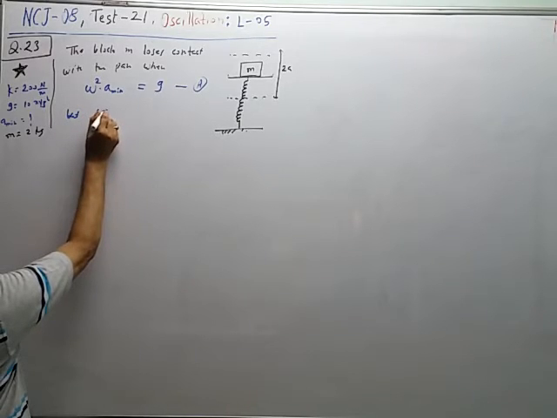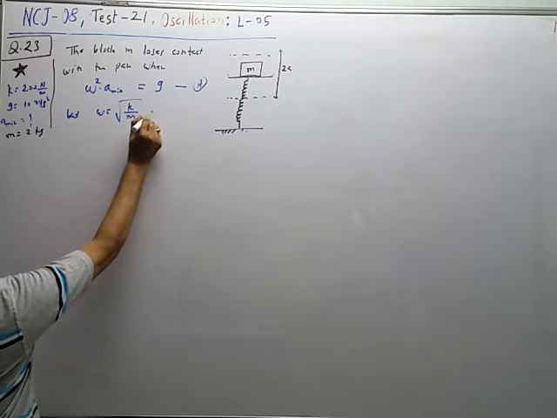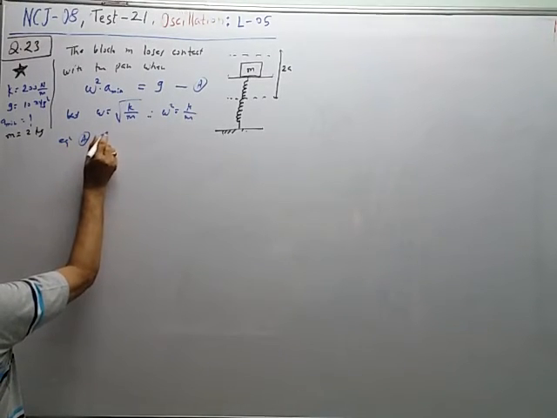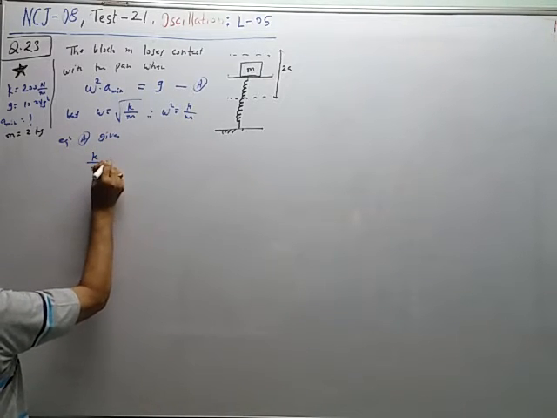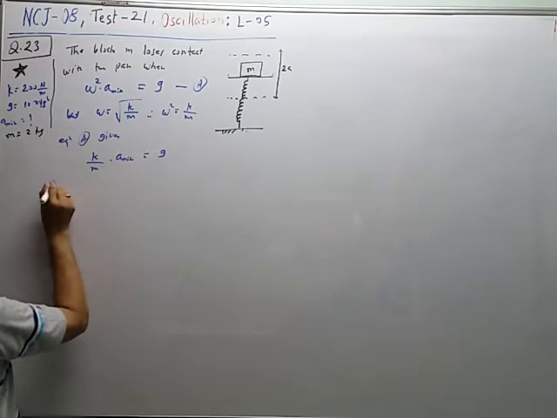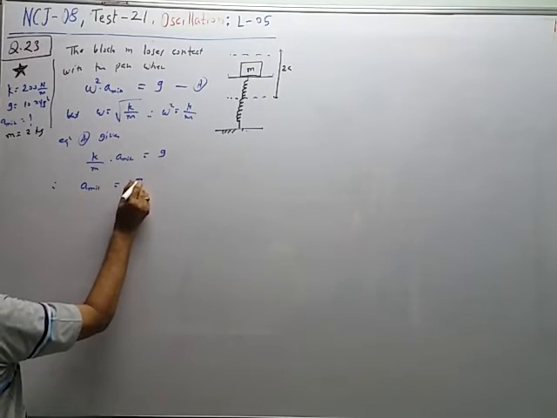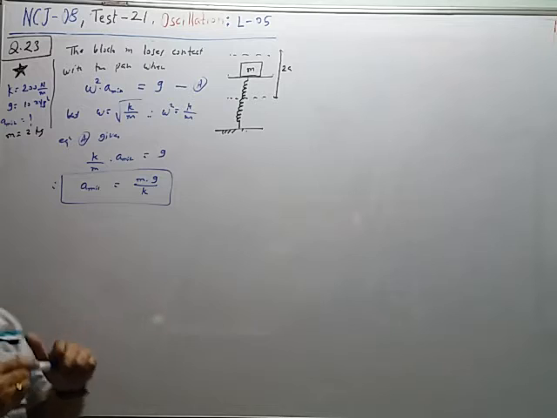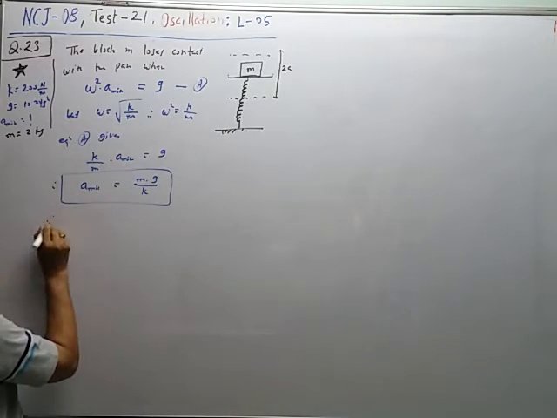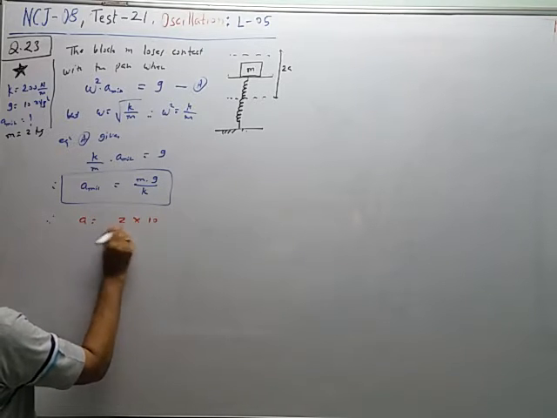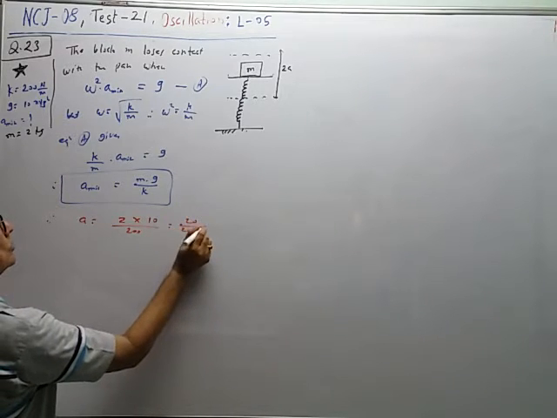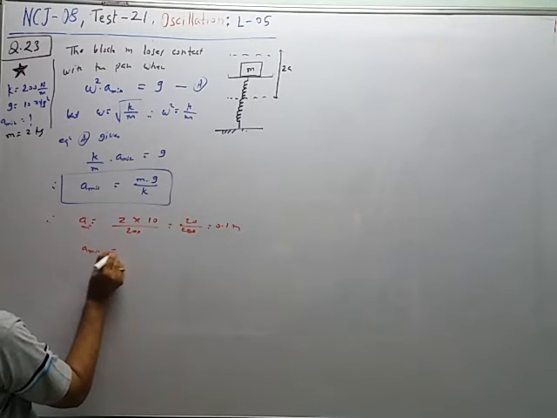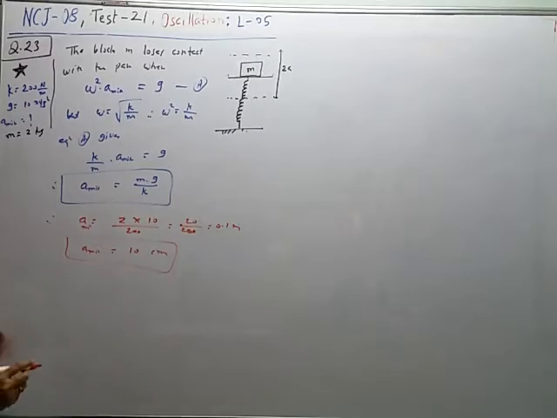But omega is equal to under root of k by m. Therefore, omega square is equal to k by m. So, equation capital A gives k by m into A minimum is equal to g, and therefore, A minimum is equal to m into g by k. That's the formula. So now substitute the values. M is equal to 2 kilograms, g is equal to 10, and k is equal to 200. So this is equal to 20 upon 200, that is equal to 0.1 meter. So A minimum is equal to 10 centimeter.